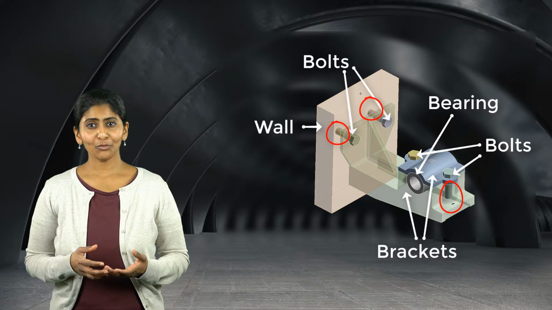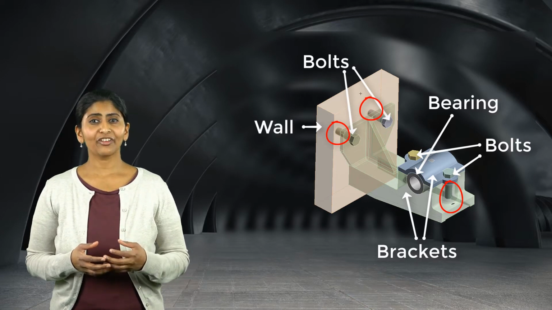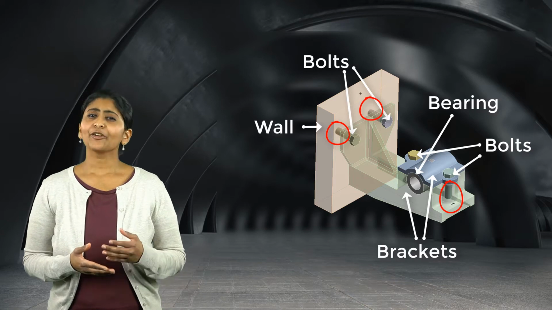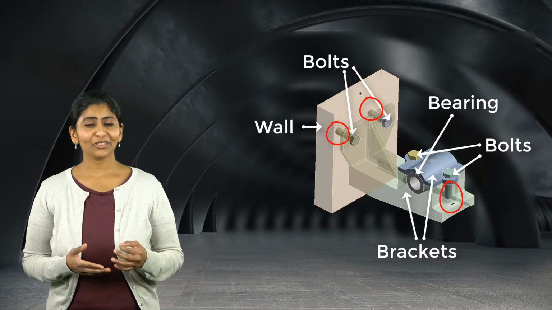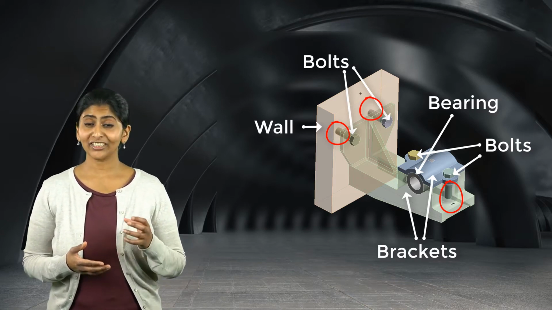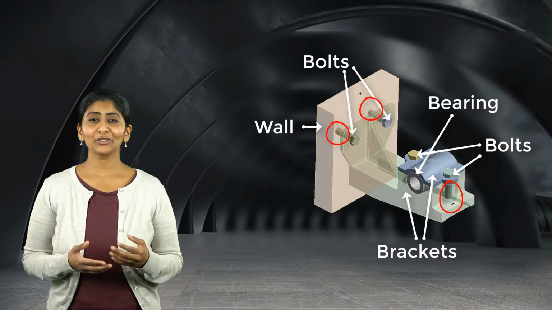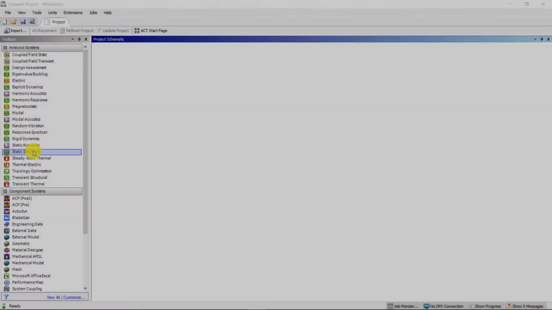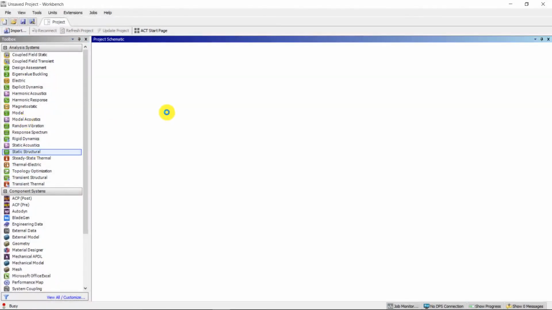In this workshop, we will learn how to define all the required contact pairs in the model and also go through a few tips for debugging certain common issues that arise when using contact. So let's get started. For this example, we will perform a static structural analysis.